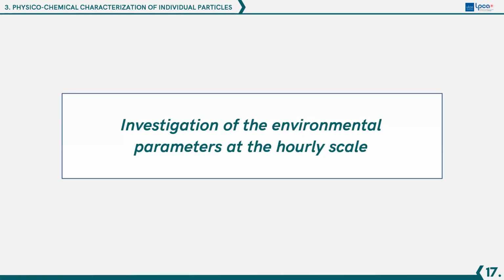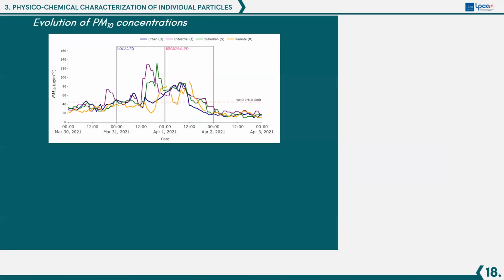Then as a bulk, we cannot differentiate that. We decided to make an investigation of the environmental parameters at the hourly scale. Therefore, we just focus on one pollution event that was recorded between March 21st and April 2nd, 2021. So during that PM pollution event, it lasted 2 days.